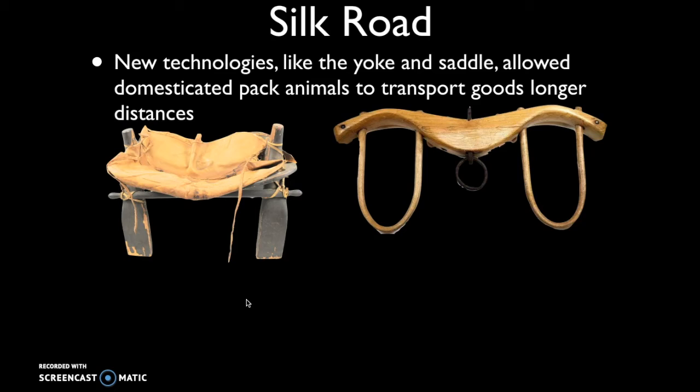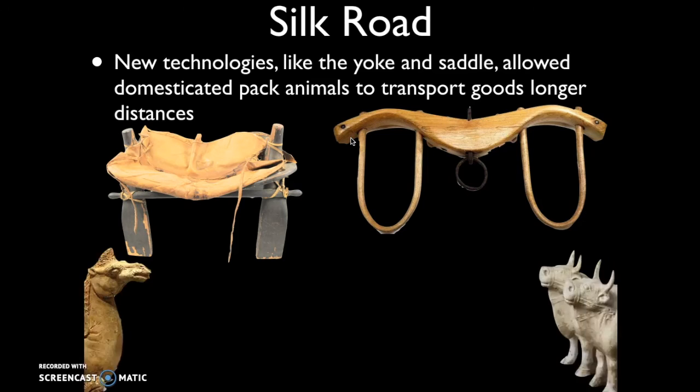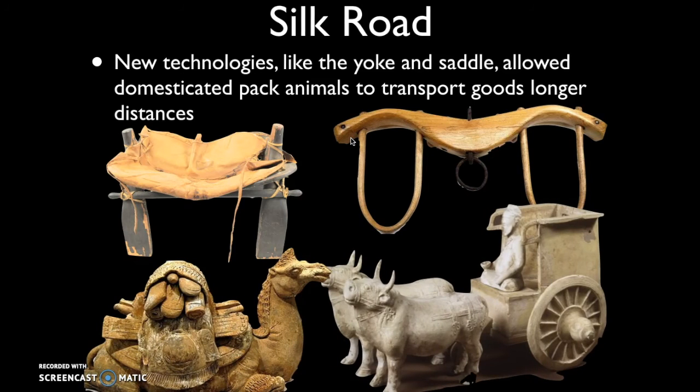And then over time in period 3, they're going to develop more improved saddles like the camel saddle, which is going to allow them to pack even more goods on to these pack animals. The yoke, which is important for connecting animals to a cart, was very useful along the Silk Road to move goods from one market to the next. So these new technologies are one of the major transformations or changes that occurred throughout period 2 and then into period 3.